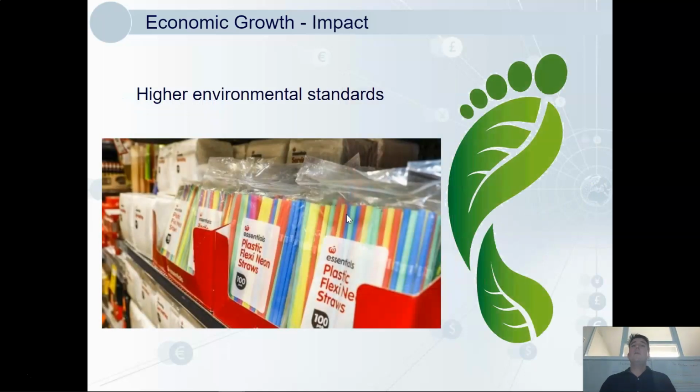Onto the environment. Growth can actually lead to higher environmental standards as we get richer. So the way I think about this is that we can afford to care more because we're richer. This can be shown in Australia by Woolworths recently succumbing to public pressure to no longer sell single-use plastic straws. And more recently in Australia and around the world, some governments have banned their sale. So that's a positive for the environment.